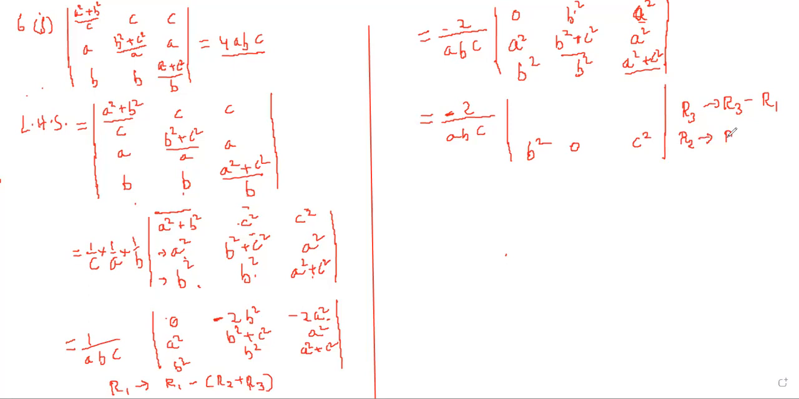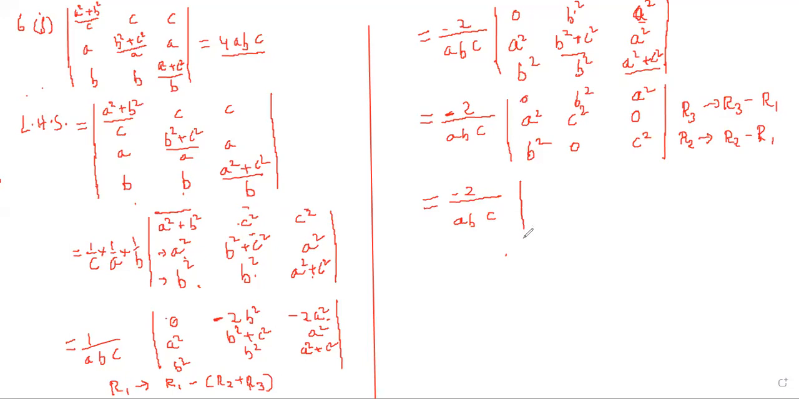R2 can also be operated as R2 minus R1. So a square minus 0, a square, b square plus c square minus b square, c square, a square minus a square is also 0. First row is 0, b square, a square, equals to minus 2 upon ABC.